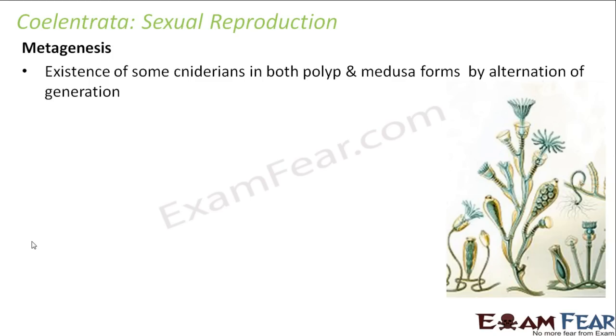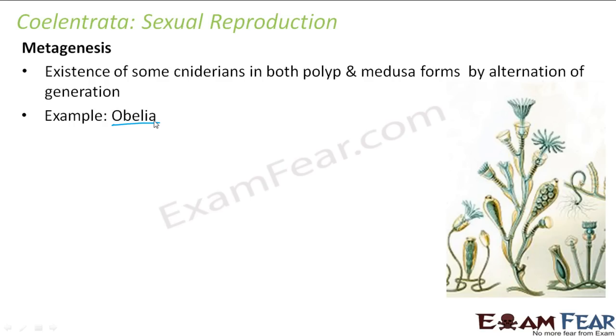And how do both exist? By alternation of generation. That means first one form will exist and then that will give rise to the other form. Again that will give rise to the first form. So each one of them will give rise to the other form. That is known as alternation of generations. So this metagenesis is shown by some coelentrates. An example is Obelia. So Obelia is one such coelentrate which actually exists in both polyp and medusa form.